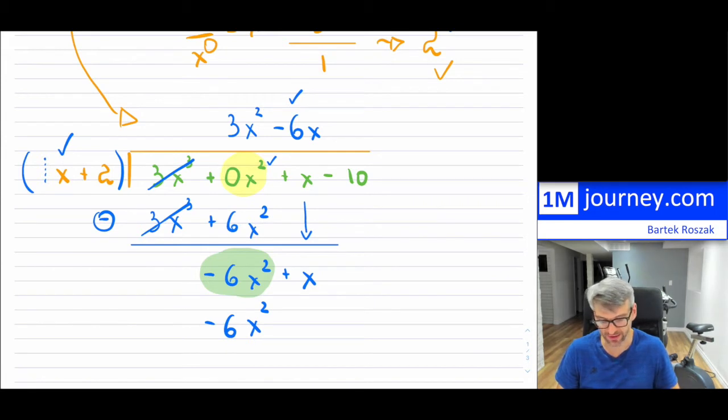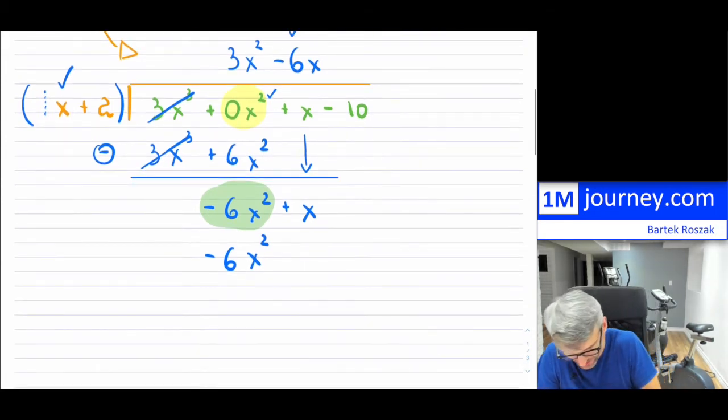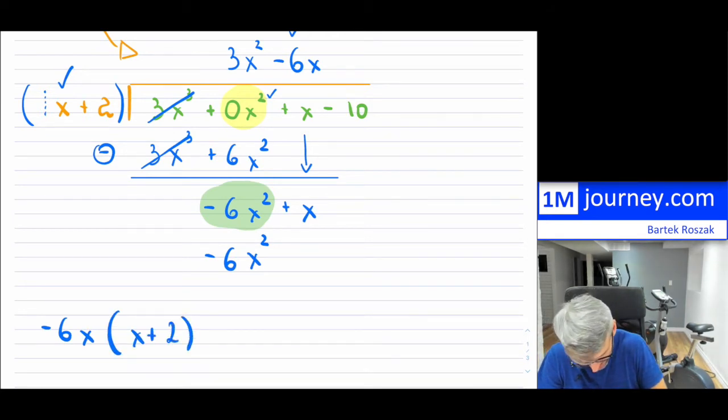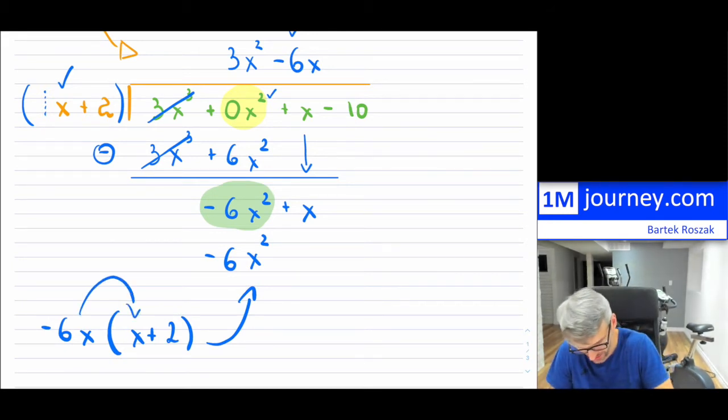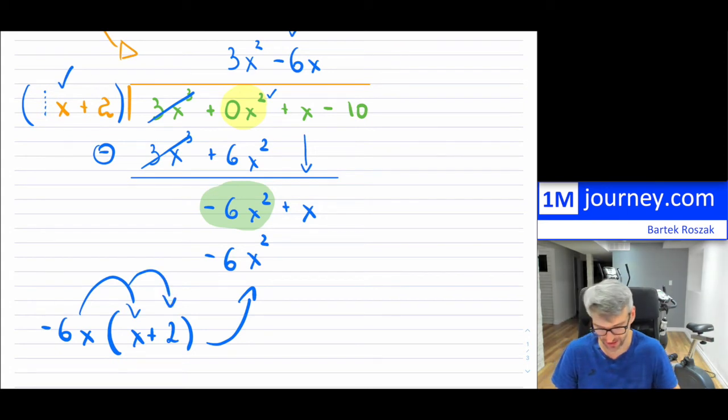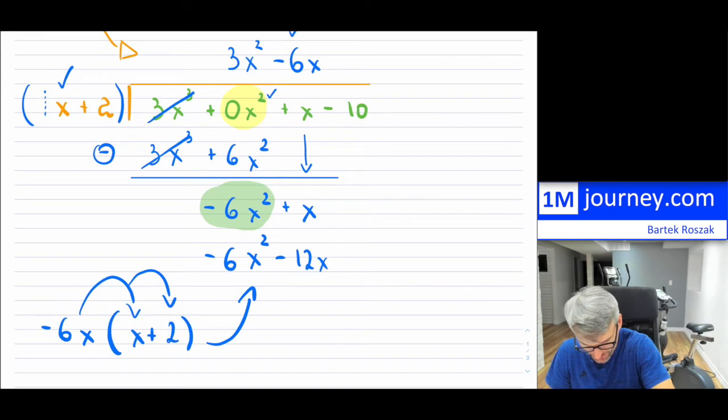Okay, so now what I have is this. I want to have negative 6x times x plus 2, and I'm filling it in here. So this is the multiplication. That's the negative 6x squared. And then I have to multiply this, which is going to give me negative 12x. So that's how that comes about.